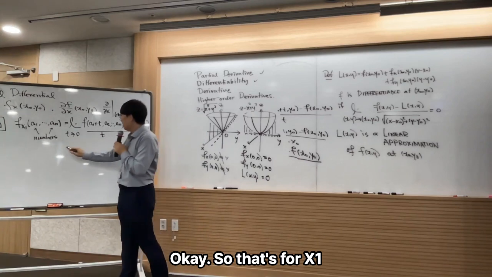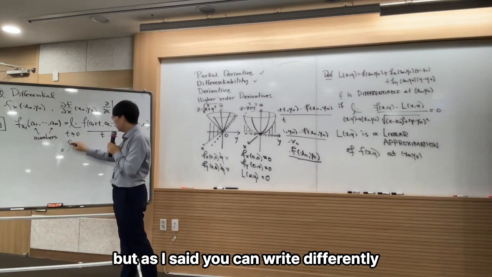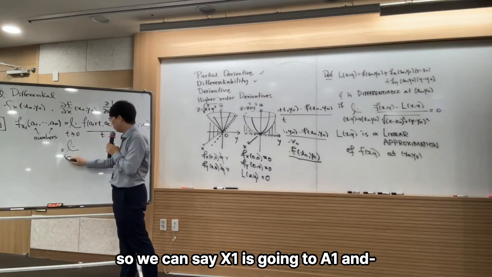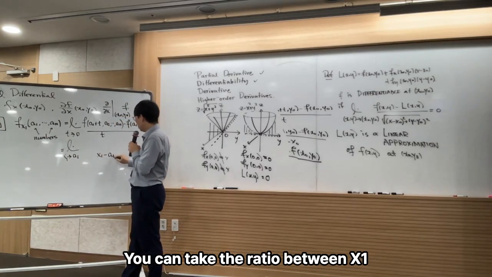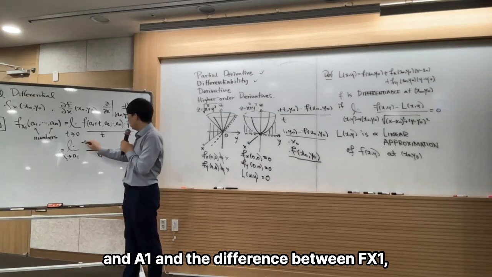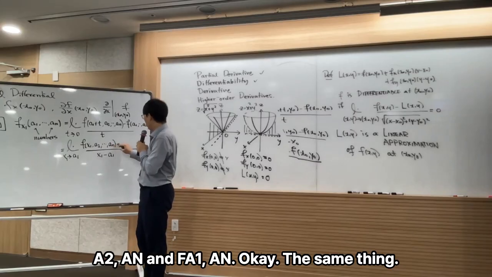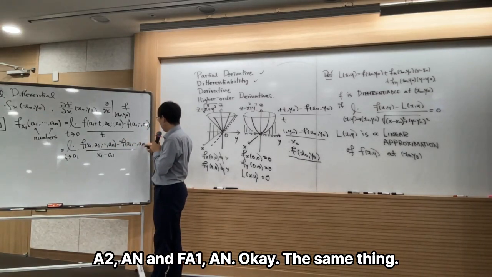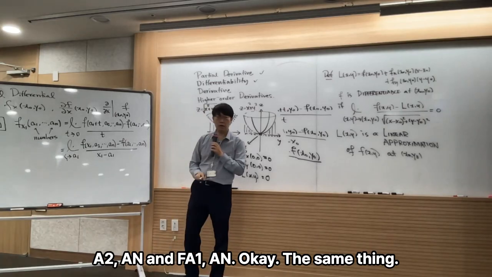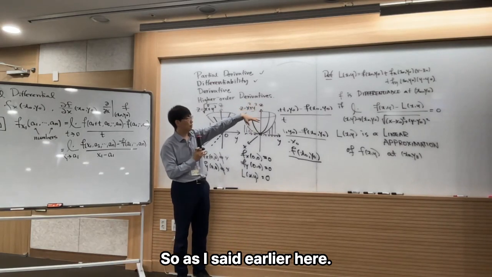Okay. So that's for x1, but as I said, you can write it differently. We can say x1 is going to a1, and you can take the ratio between x1 minus a1 and the difference between f of (x1, a2, ..., an) and f of (a1, ..., an). Okay? The same thing. So you don't see anything different, right? So as I said, earlier here.